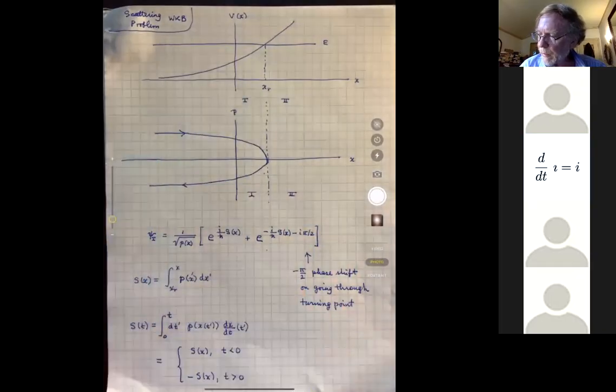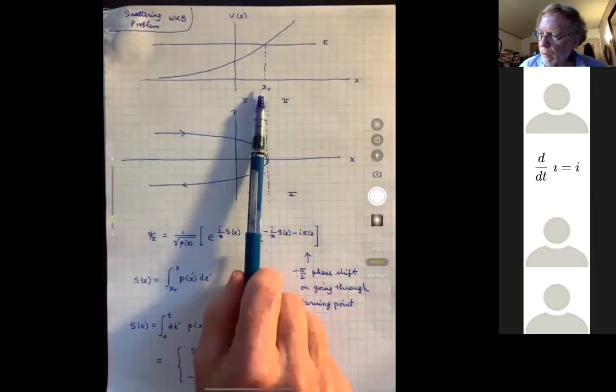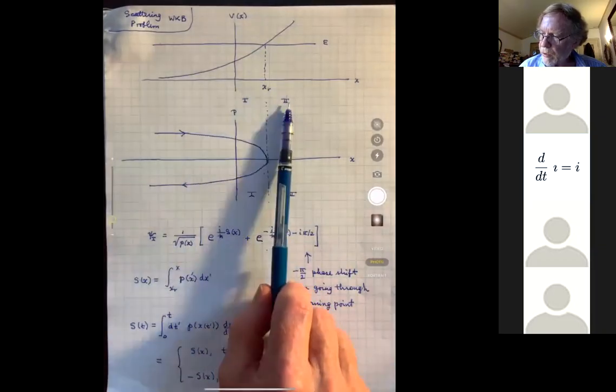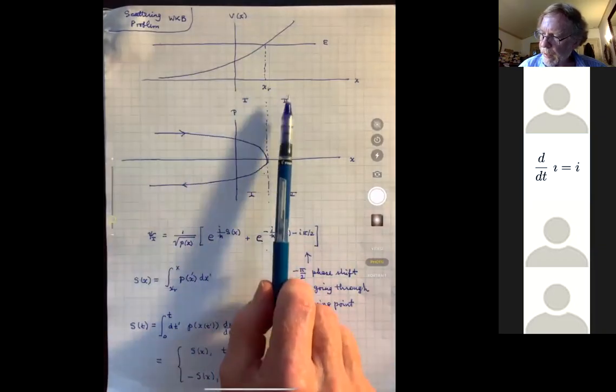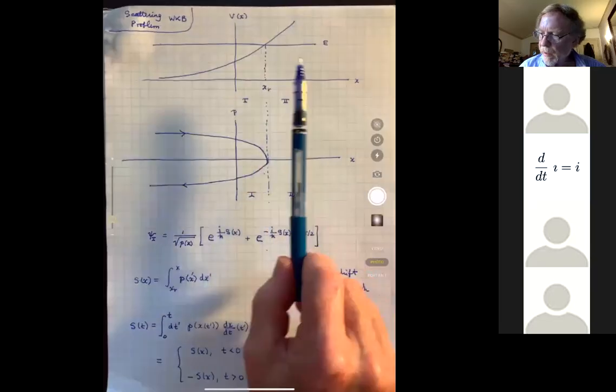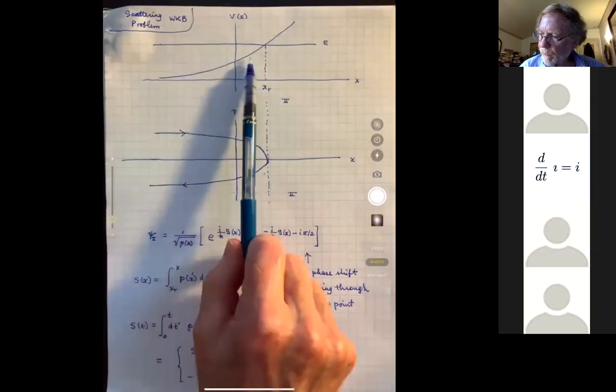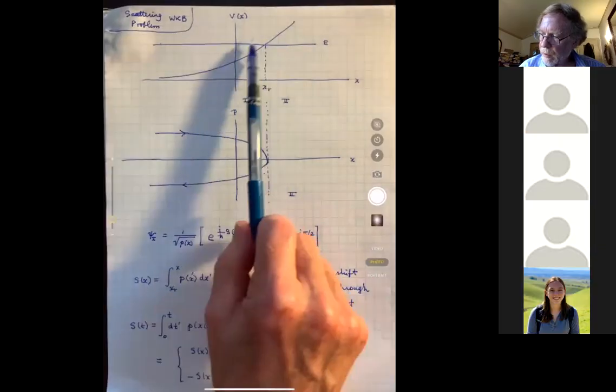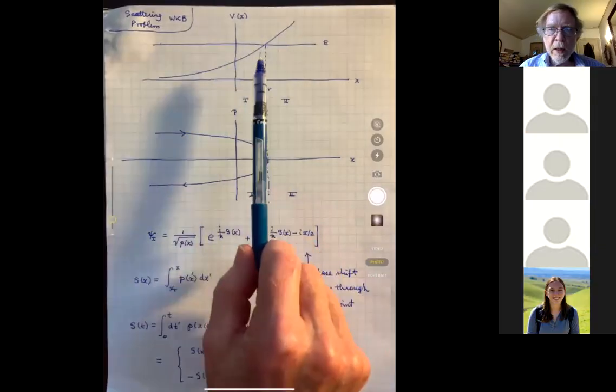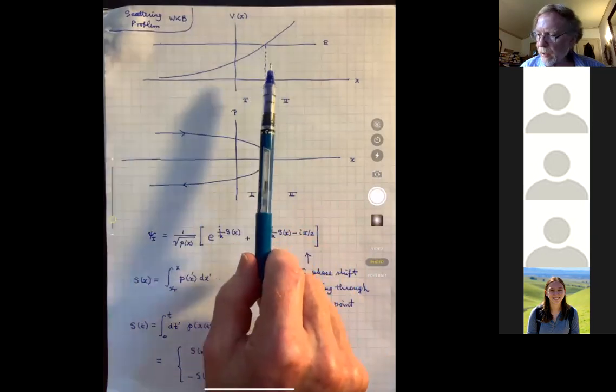Here's a turning point. So we analyzed this problem by requiring that the wave function in region 2, the classically forbidden region, should decay exponentially. And that gave us a connection between the coefficients of the incident wave and the reflected wave using the connection rules, which I presented as a series of matrices.